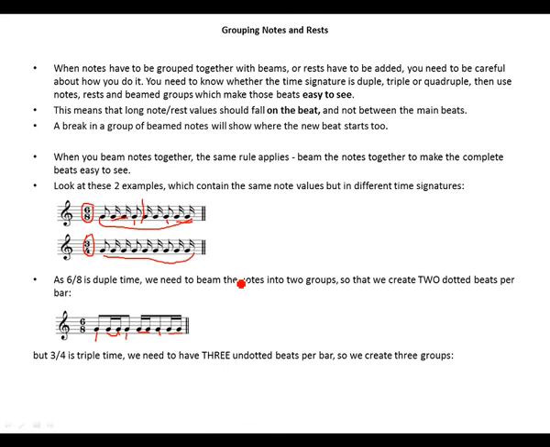But 3-4 is triple time. We need to have three undotted beats per bar, so we create three groups. Let's take a look. In 3-4 we have the same notes: quaver, two semiquavers, quaver, two semiquavers, quaver, two semiquavers. You see, they are all similar, but divided into three groups now.